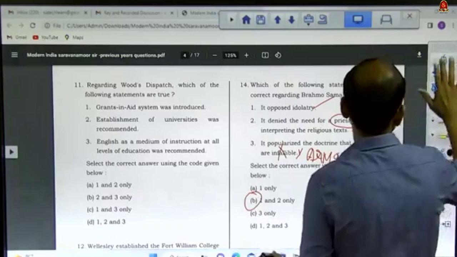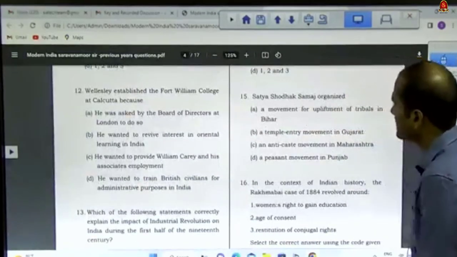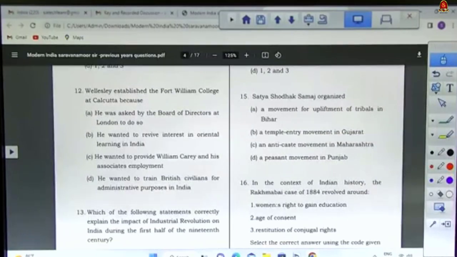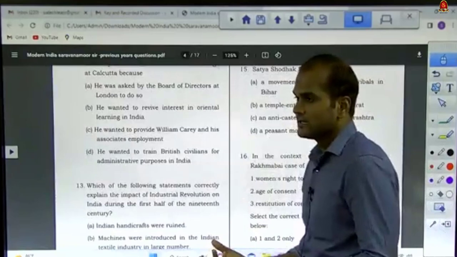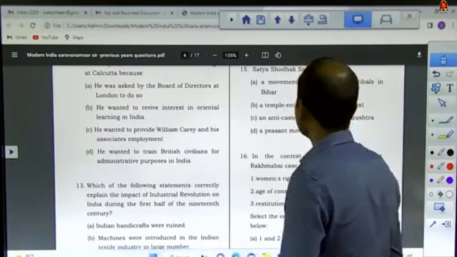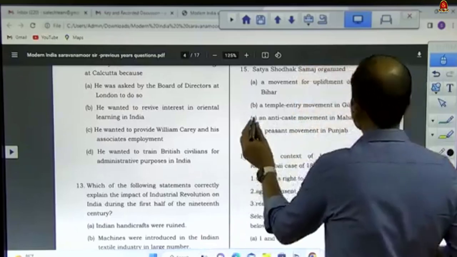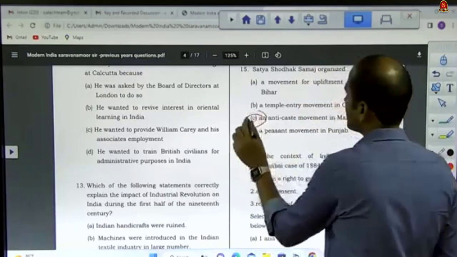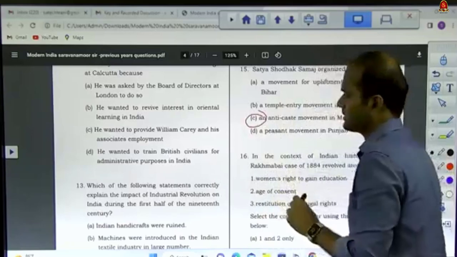B, Bombay. Come to question number 15, Satya Shodhak Samaj. Satya Shodhak Samaj, also called Truth Seekers Association, was started by Mahatma Jyotiba Phule. It was an anti-caste movement in Maharashtra. Actually, it's a very straightforward and one of the easiest questions in the UPSC previous year papers.